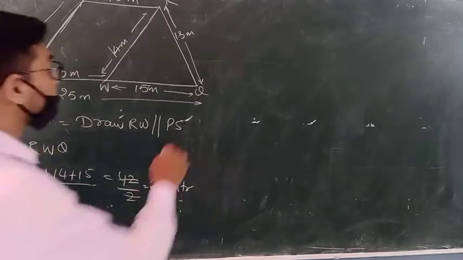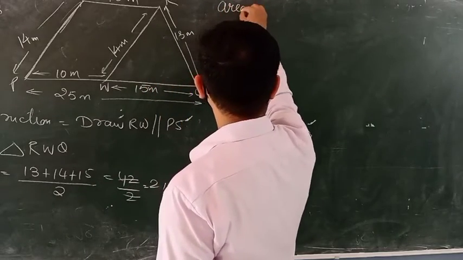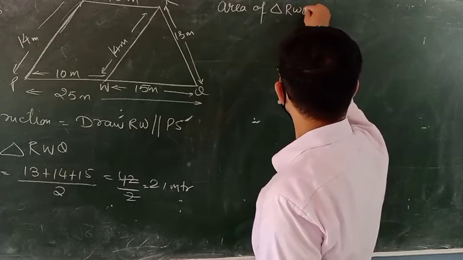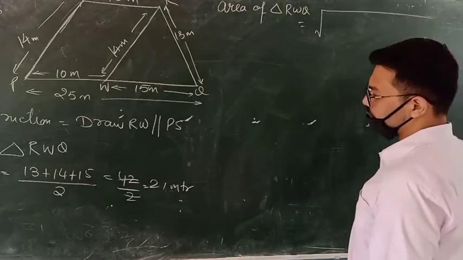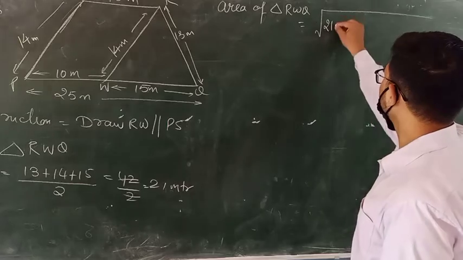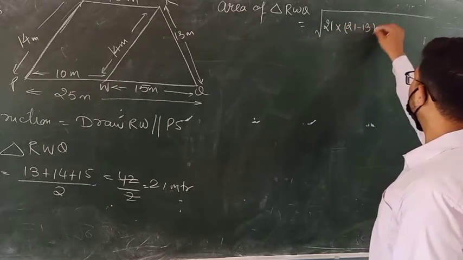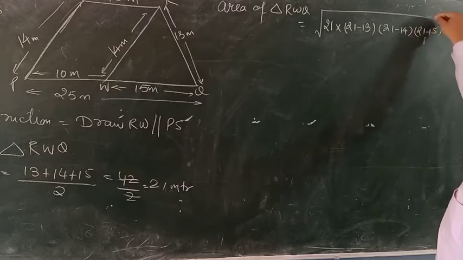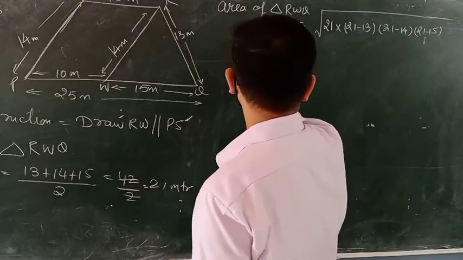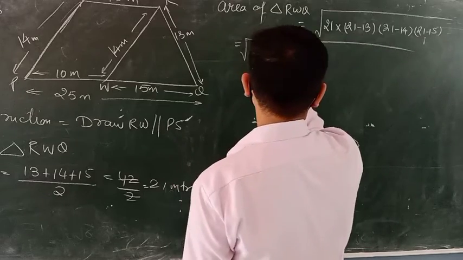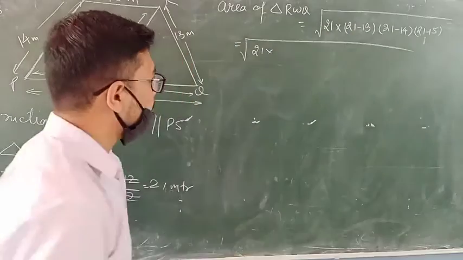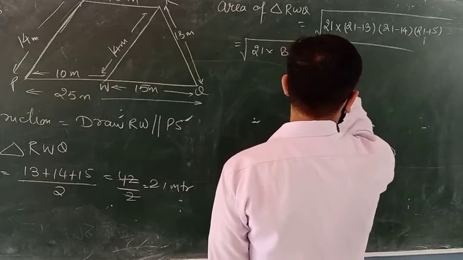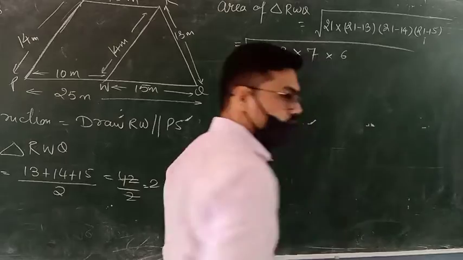Now area. Now area of triangle RWQ. This comes out to be, what is S? 21 meters. 21 minus 13, 21 minus 14 and 21 minus 15, correct. So this is 21, 21 minus 13 will give you 8, 21 minus 14 will give you 7 and 21 minus 15 will give you 6.